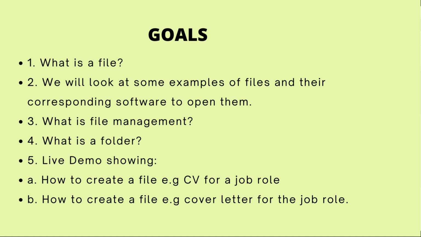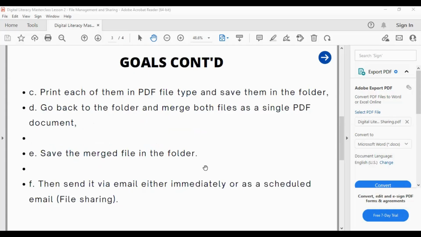With that understanding, you'll be able to apply the same skill to other file types. So I will print each of them to a PDF file and save them in the folder that we create. Then we'll go back to the folder and merge both files as a single PDF document. Then we will save the merged file in the same folder that we created. Then we'll send it via email, either immediately or as a scheduled email.